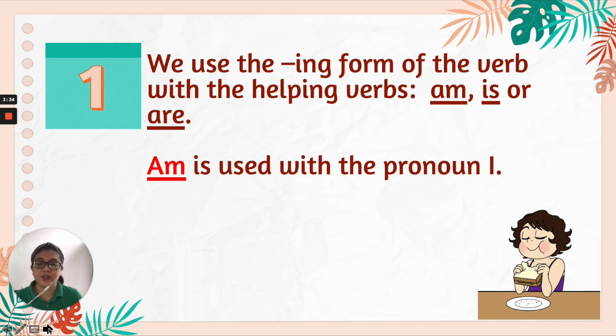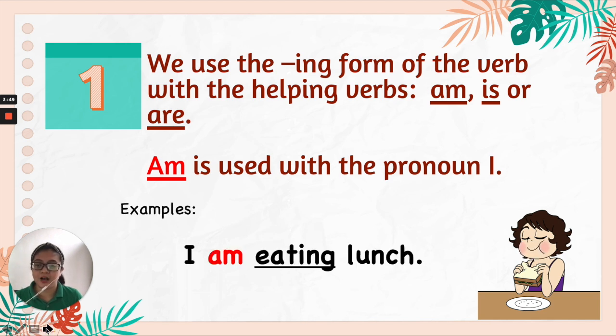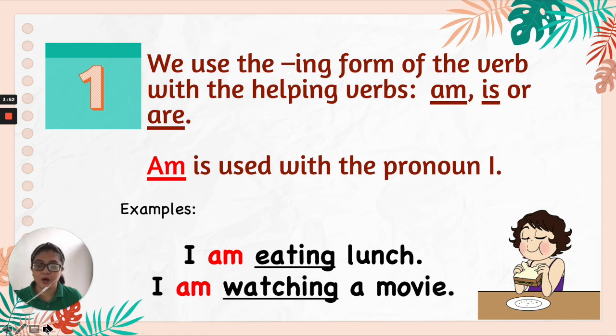Again, you can use it with any pronoun and with singular and plural nouns, but you have to use helping verbs. Now, am is used with the pronoun I. I am eating lunch. I am watching a movie. So you use am before your verb. So I am eating, I am watching. Again, am is used with the pronoun I.